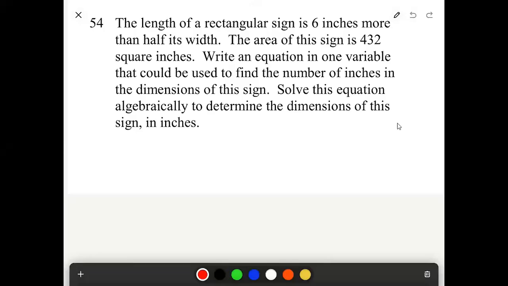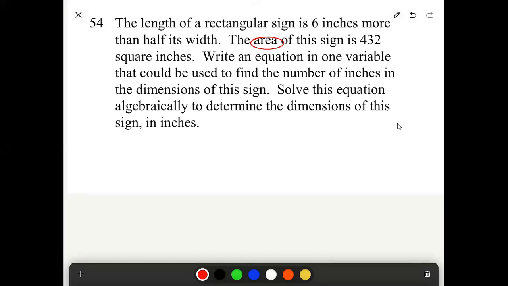Right, this is question 54 from the review packet. This is a word problem. This is probably going to be a quadratic because we're talking about area. But I'm going to try to show you how to do this. If this doesn't make sense, don't worry about it. We didn't really have a chance to go through word problems too carefully, so just do the best you can.